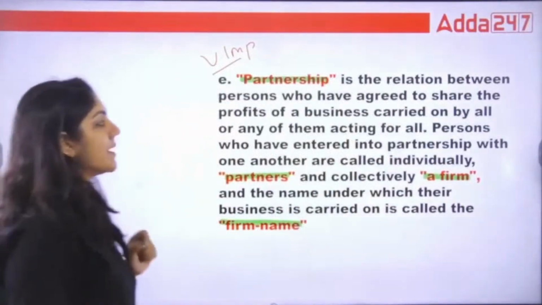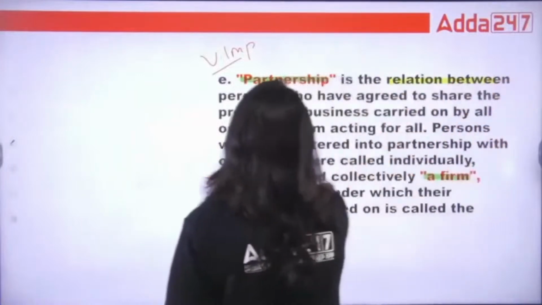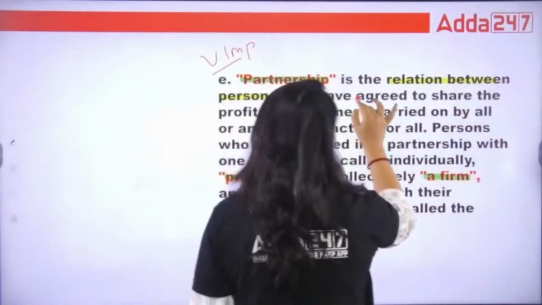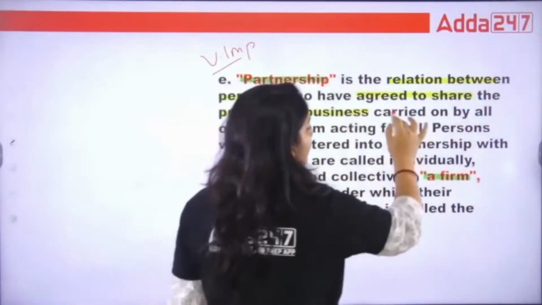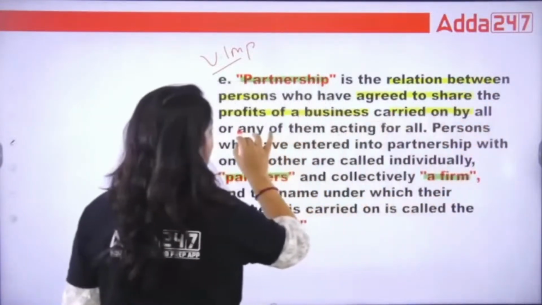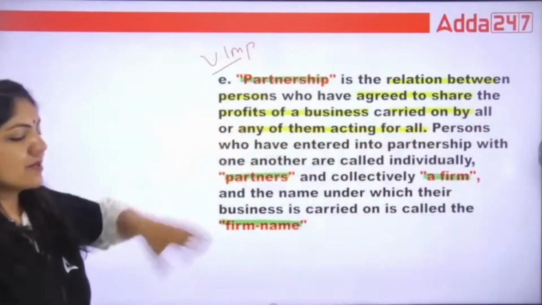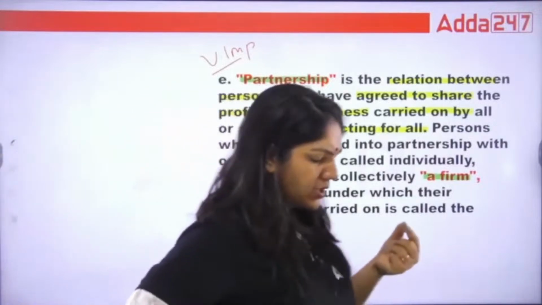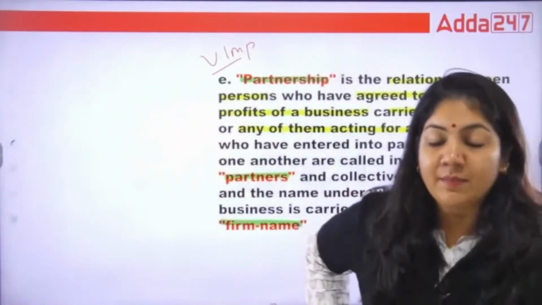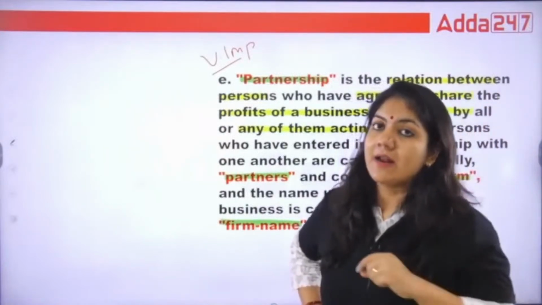So what is partnership? Partnership is the relation between persons who have agreed to share the profit of a business carried on by all or any of them acting for all. This is called the partnership definition. In this definition, loss is not written, but it doesn't mean the partners are not liable for loss. They are liable. Okay.